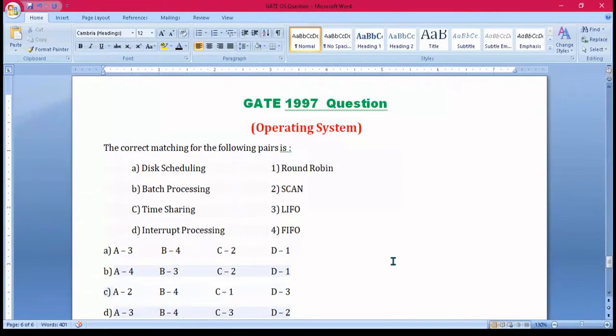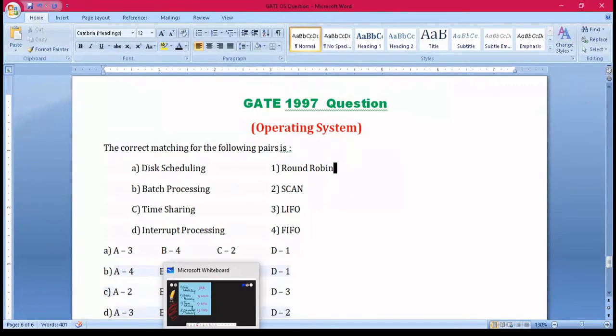Hello everyone. Now let's discuss a previous year GATE 1997 question based on operating system. Here we are given four options, and we have to do the match the following. We have to find out which sequence is correct. So now let's do this question.